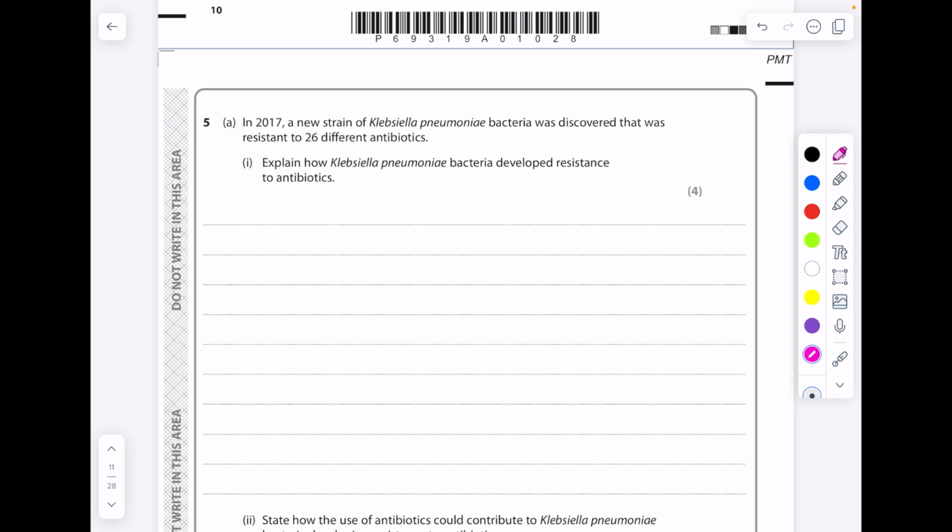In 2017, a new strain of Klebsiella pneumoniae bacteria was discovered that was resistant to 26 different antibiotics. Terrifying. Explain how Klebsiella pneumoniae bacteria develop resistance. This is all to do with natural selection. So let's go through what happened.